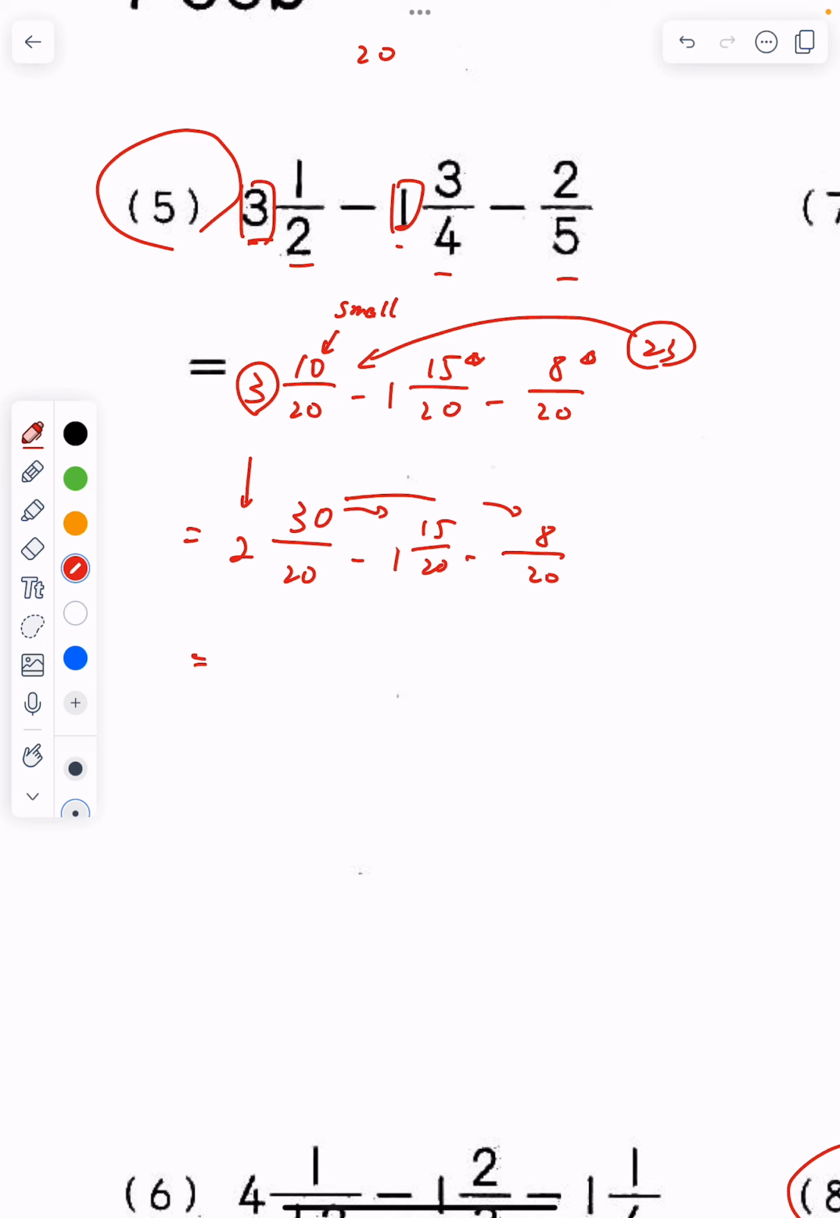So now, make sure that you also subtract the whole numbers on the side too. So 2 subtract 1, and there's nothing here, right? So 2 subtract 1 is 1. So our whole number is 1. Keep the denominator as 20. 30 minus 15 minus 8 is 7. So my answer is 1 and 7 over 20.